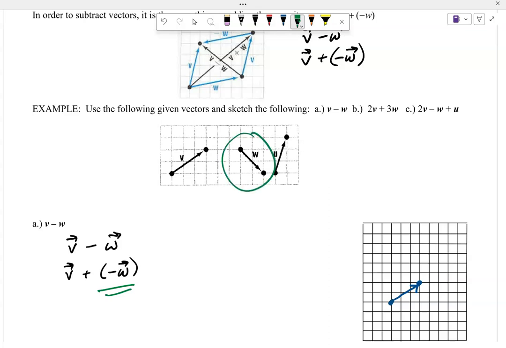Plus, now let's do minus w, the opposite of w. So instead of going down 2, right 2, I'm going to go the opposite direction. I'm going to go up 2, left 2. This would be negative vector w. So I'm going from here, going up 2, left 2. I'm going to draw that right there. Up 2, left 2.